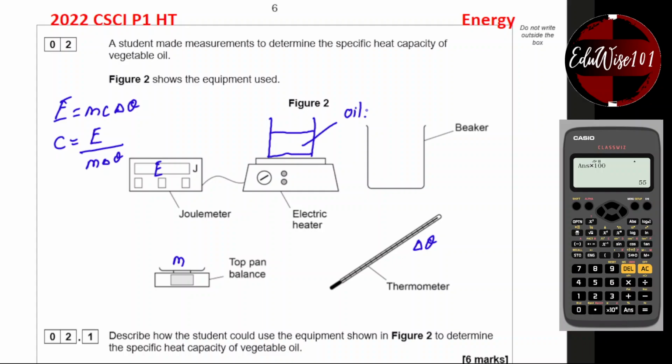And then you would heat it for, let's say, 5 minutes, and then find the temperature change. What is the initial temperature and the final temperature after 5 minutes of heating? So you'd find the maximum temperature change, and you would use it in this equation to find the specific heat capacity. So how do we write this answer?